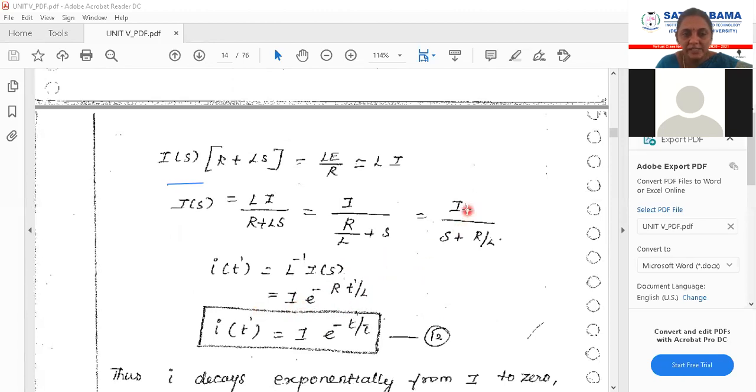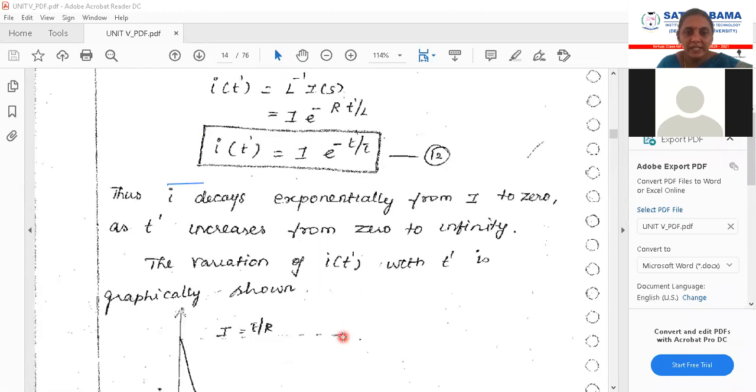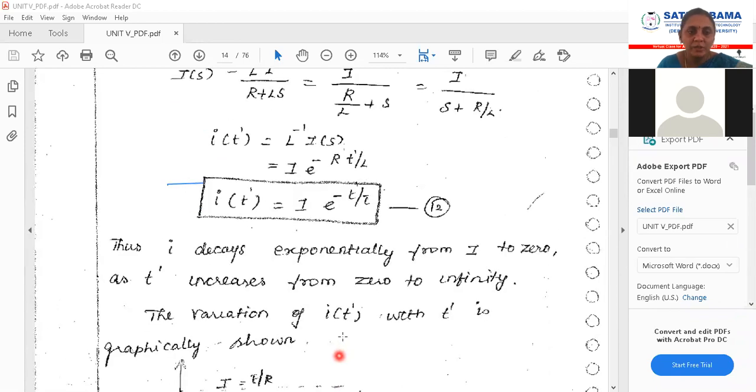And this I remains the same as like this, okay. Now simplifying this I of t, we write it here as I of t dash just to show the difference between the charging and discharging. Charging, we have taken it as I of t. So here we are taking it as I of t dash, I into e power minus t by tau. What is tau? We know what is tau. Tau is going to be the time constant R by L, okay.